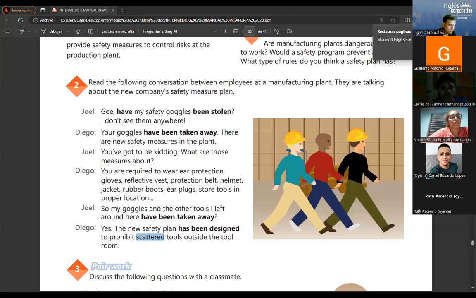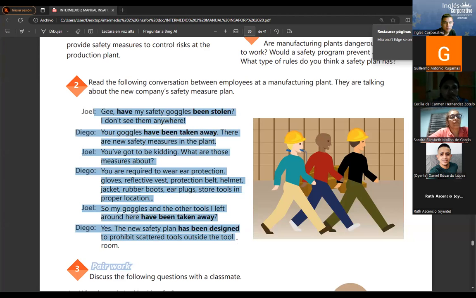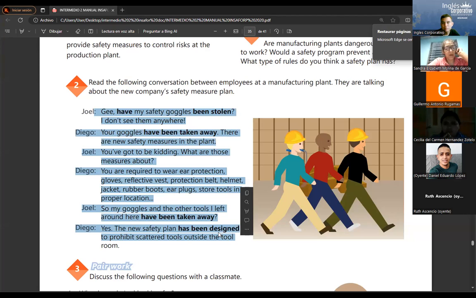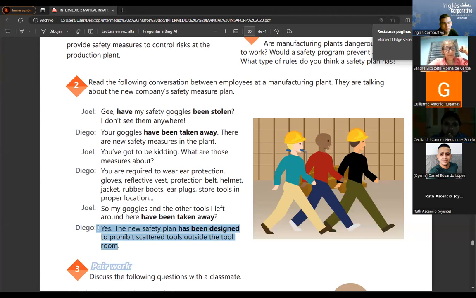All right. Well, we had a chance to practice the conversation. Is there any question so far? No, only the pronunciation in the last part. To prohibit scattered. Scattered, exactly. Scattered, thank you.